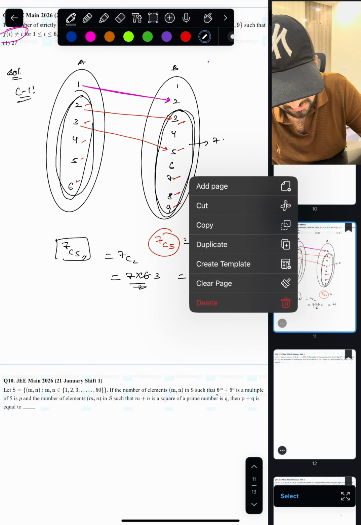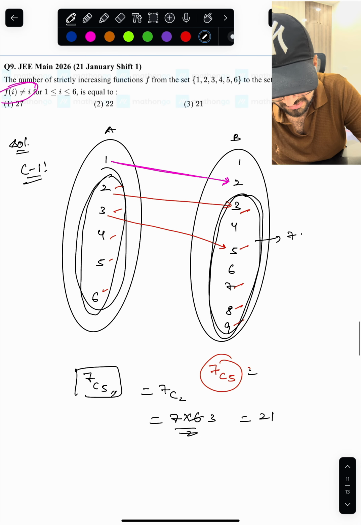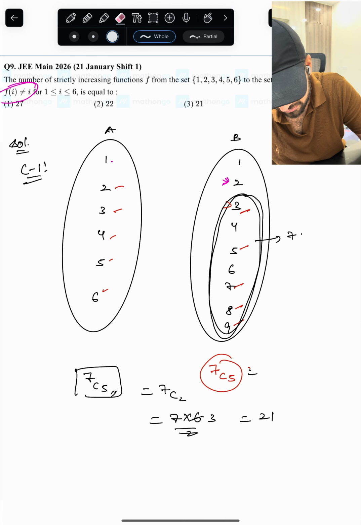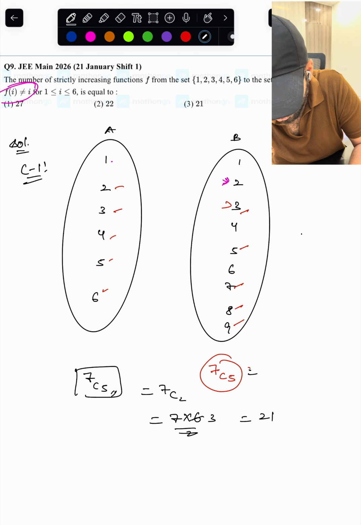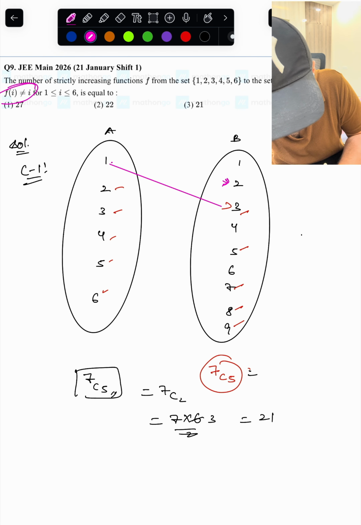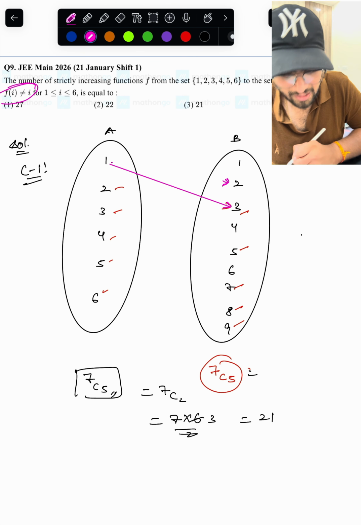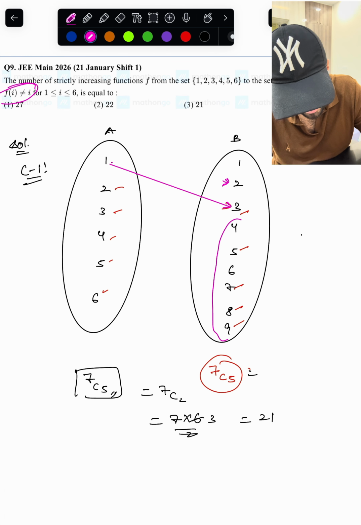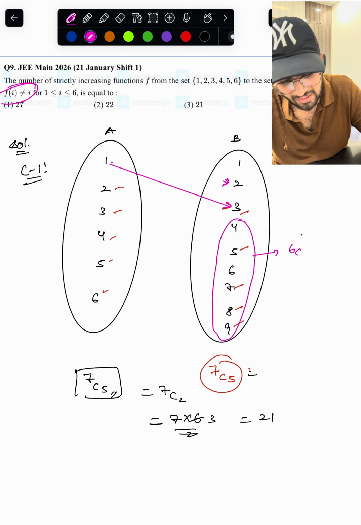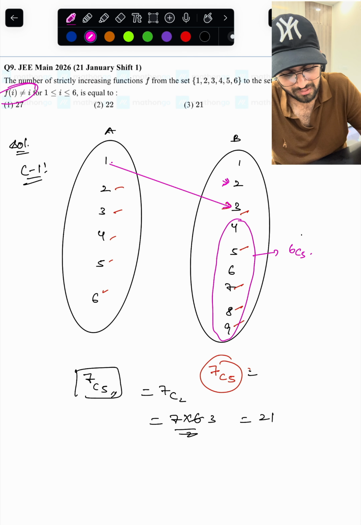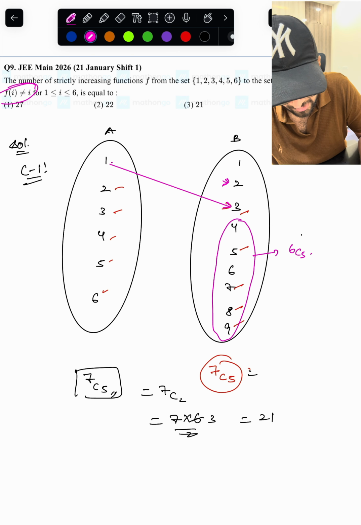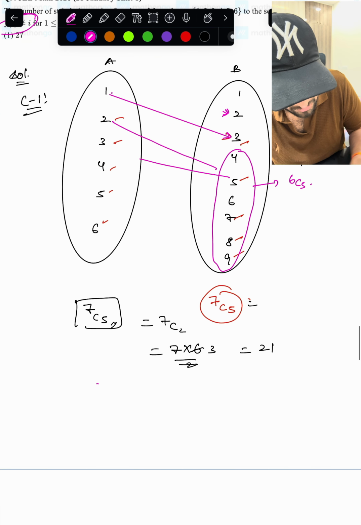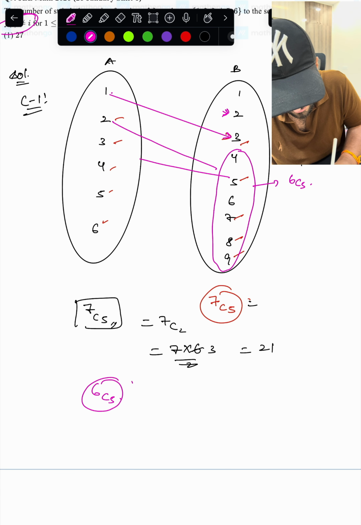Now another case is also possible, so I am erasing this. I can map 1 with 3. Okay, I am mapping 1 with 3. Now in this case I am left with 6 options, from which if I select any 5, I can arrange them in one way again. So I am getting 6C5 ways.